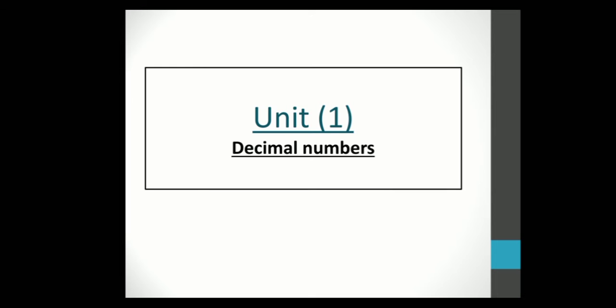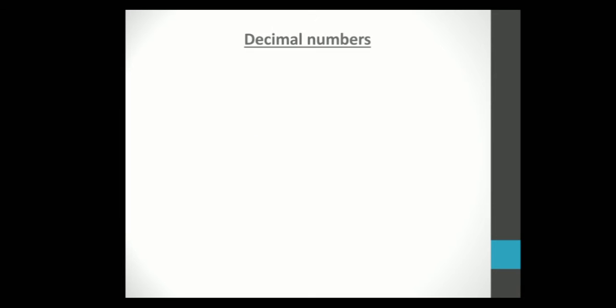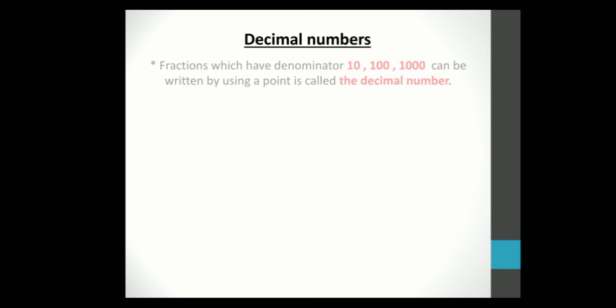Our lesson today is decimal numbers. First, what's the meaning of a decimal number? A decimal number is a fraction which has a denominator equal to 10, 100 or 1000. So we can write this fraction as a decimal number by using a point.